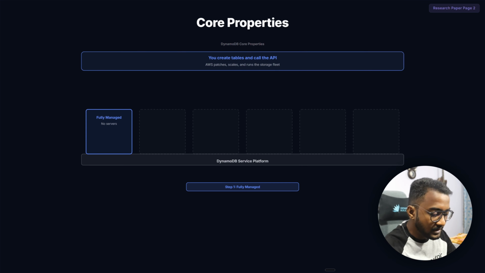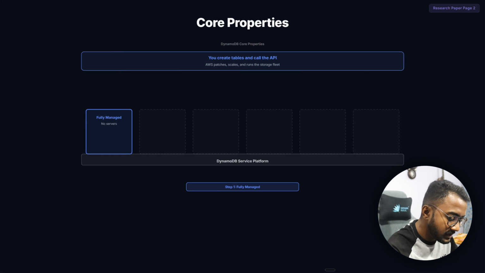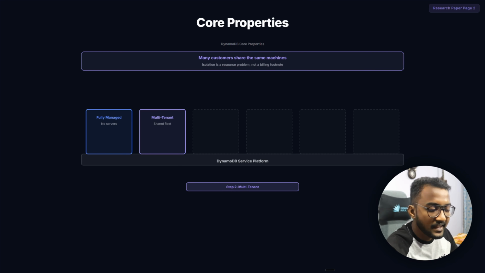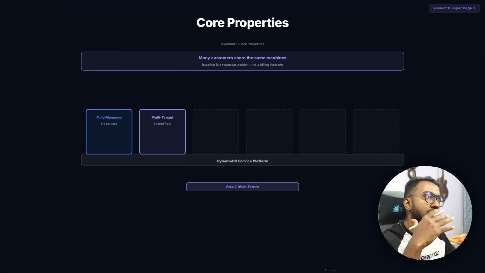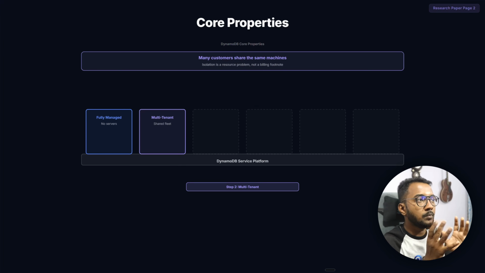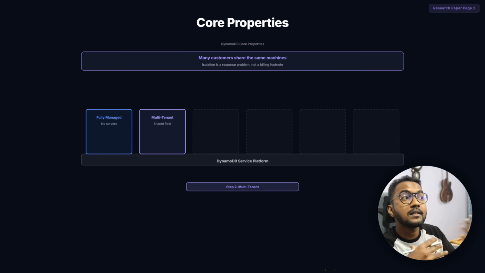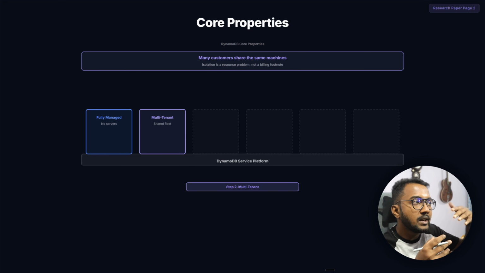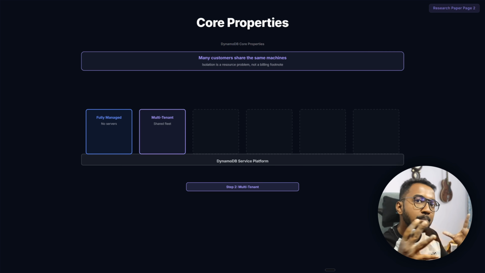So let's talk about the second core property, which is multi-tenancy. What happens is that if many customers can share the same machine without one workload impacting the other, we can reduce the cost of giving separate machines to separate customers. So DynamoDB stores data from different customers on the same machine.